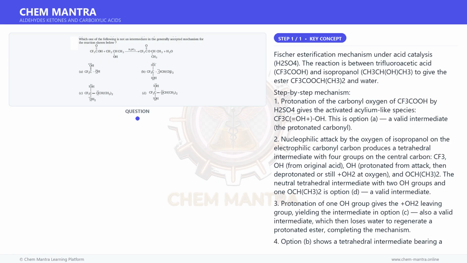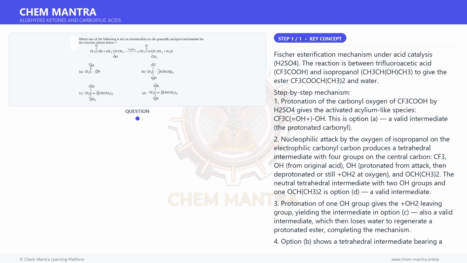3. Protonation of 1 OH group gives the +OH2 leaving group, yielding the intermediate in option C, also a valid intermediate, which then loses water to regenerate a protonated ester, completing the mechanism.